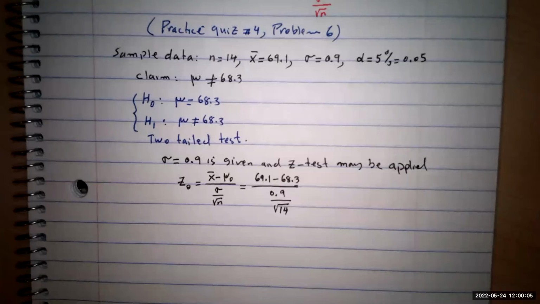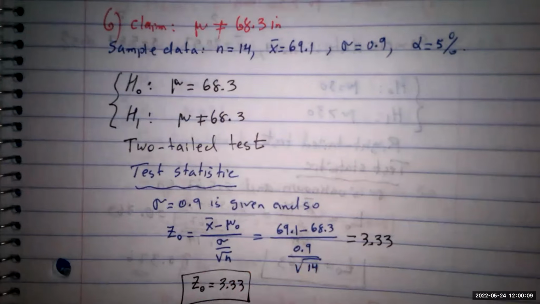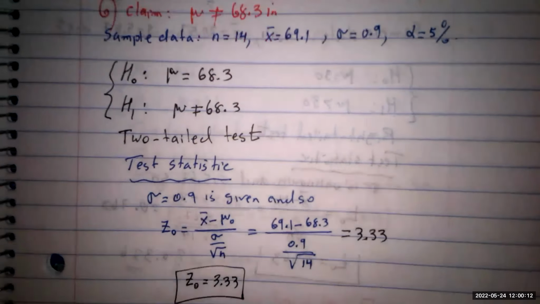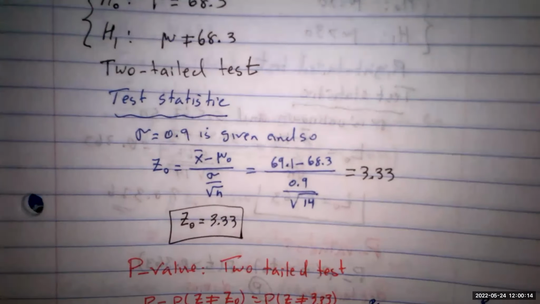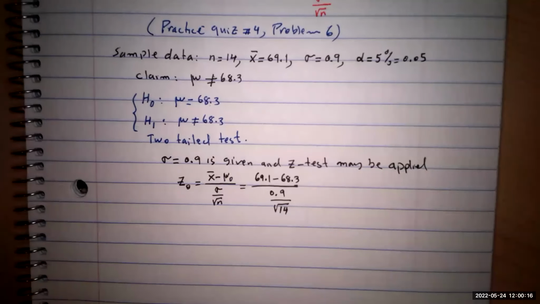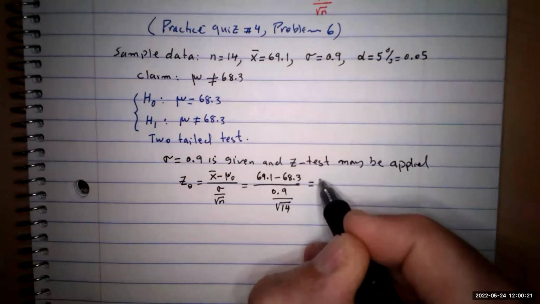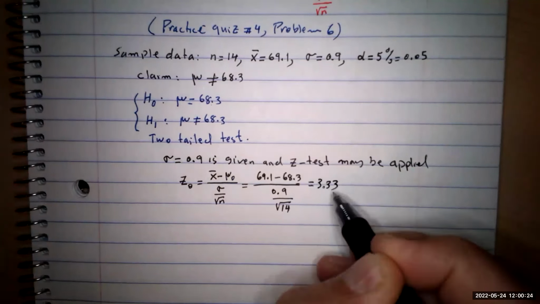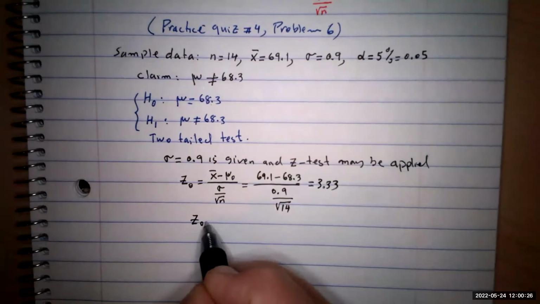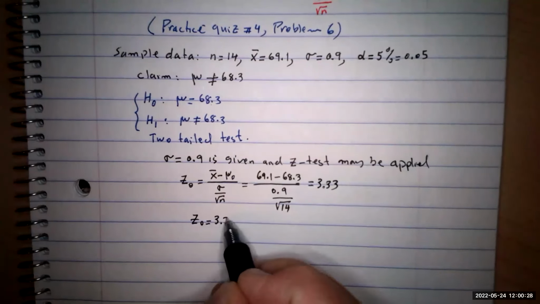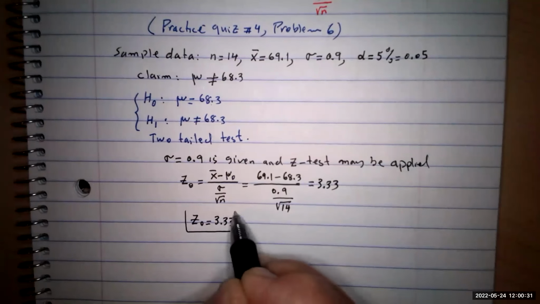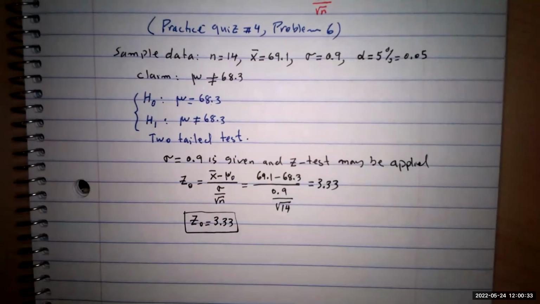Again, you have the solution. This is the solution that we did before. I'll just repeat this one from that practice quiz number 4. This would be 3.33. So the z naught is equal to 3.33. That's going to be the z number. That's the second part. So we have the first part, identifying the H naught and H1, and the z naught.